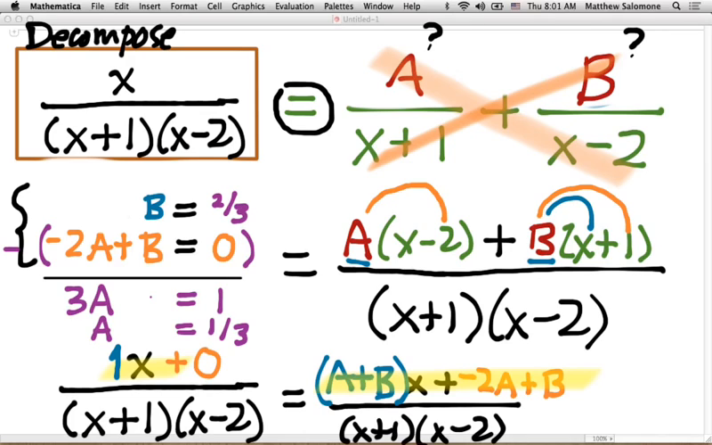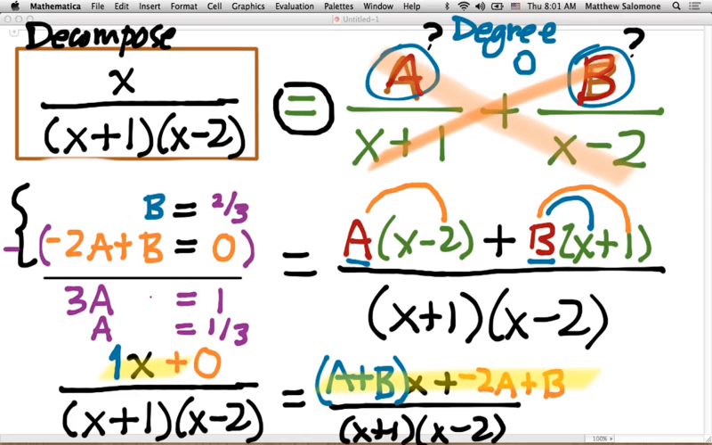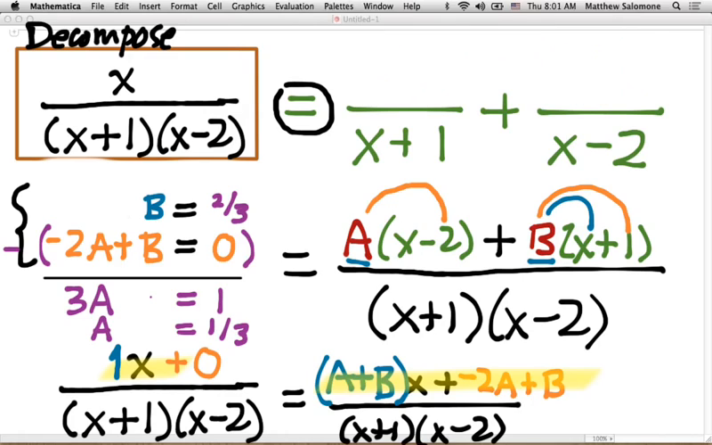So if a is 1/3 and b is 2/3, then when all is said and done, we can now go back and finish our partial fraction decomposition. So in place of a, in the numerator of the first fraction, we'll put 1/3, and in place of b, in the numerator of the second fraction, 2/3. And our partial fraction decomposition is complete.